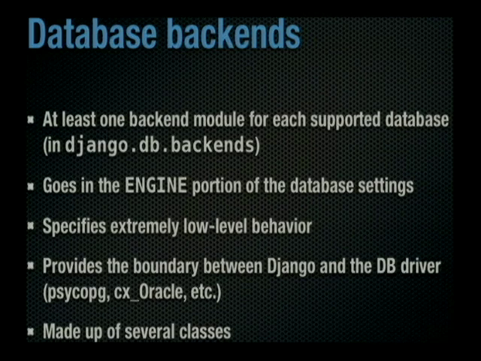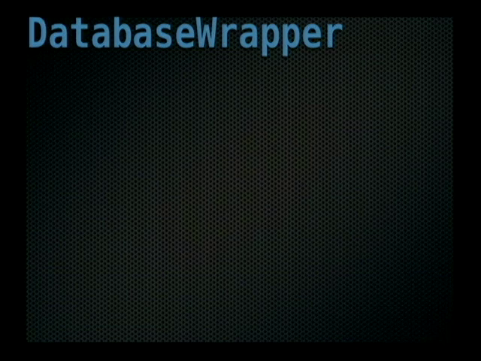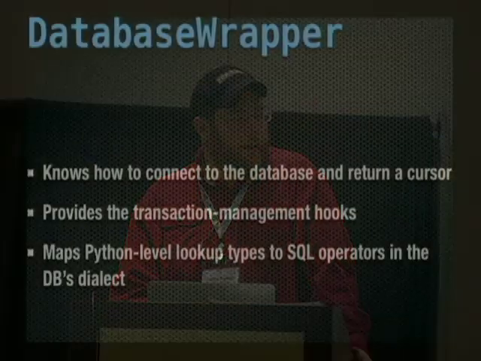It's made up of a bunch of different classes. All of them have very specific names, so that when Django is importing your database backend, it knows to look for these classes with these names. First one, most important one, is called DatabaseWrapper. This is basically how Django is going to get a connection to your database. This is going to get us a Psycopg database cursor or a cx_Oracle database cursor or something like that. This is where our transaction management lives.